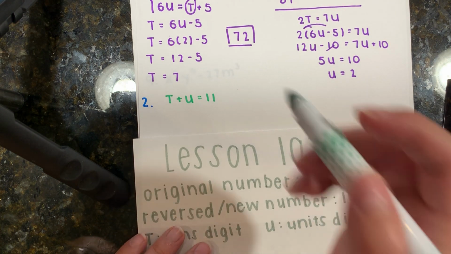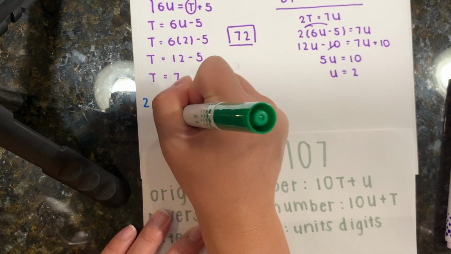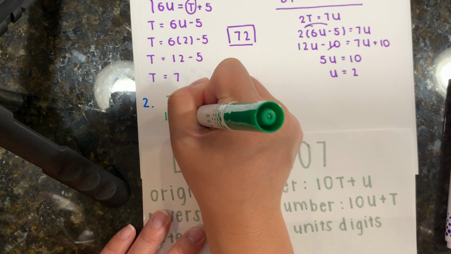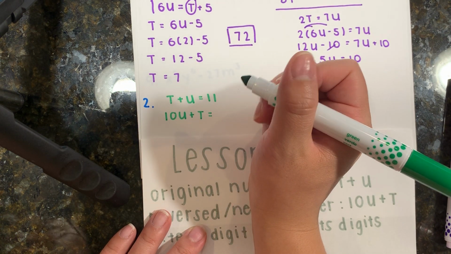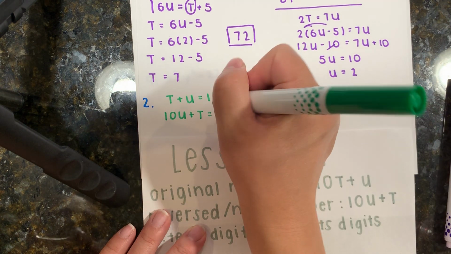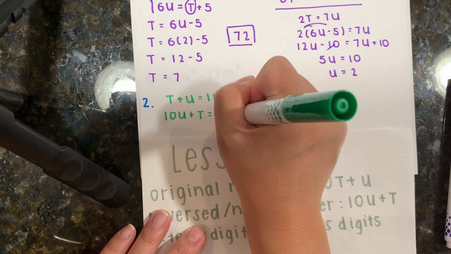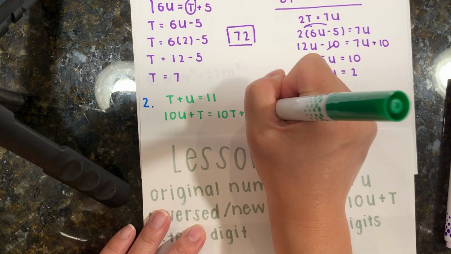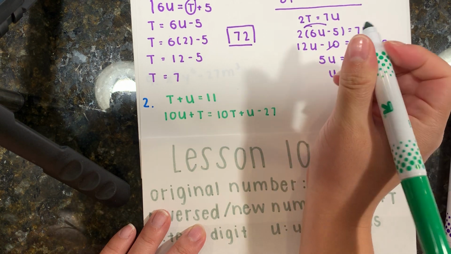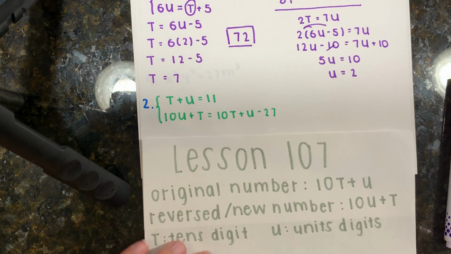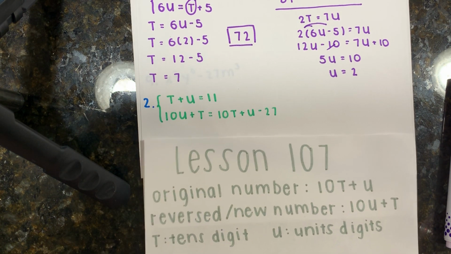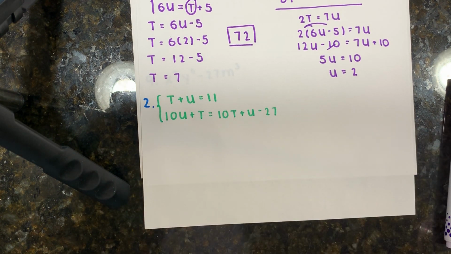So what we want to do is we're going to do 10u plus t. The new number is 27 less than the original number. So the original number is 10t plus u minus 27. And now we're just going to solve. So this is from lesson 107, the notes from lesson 107.